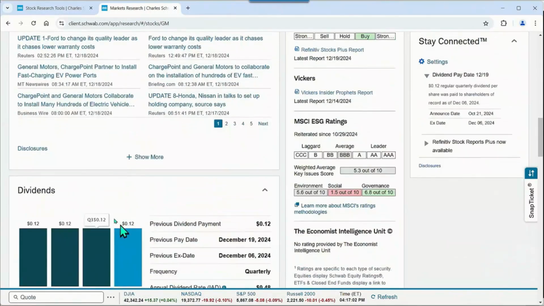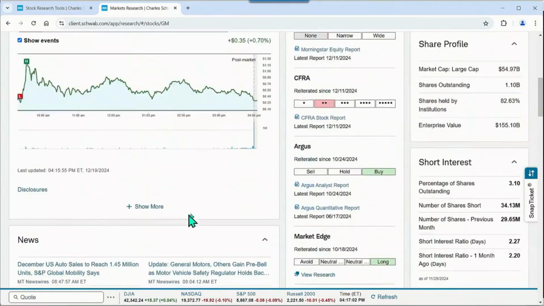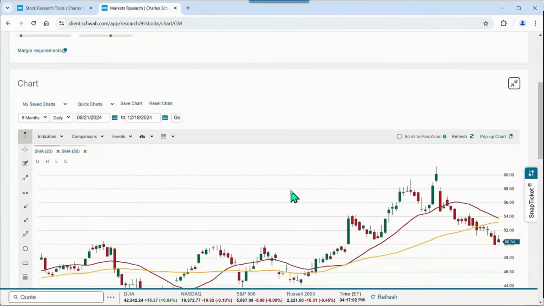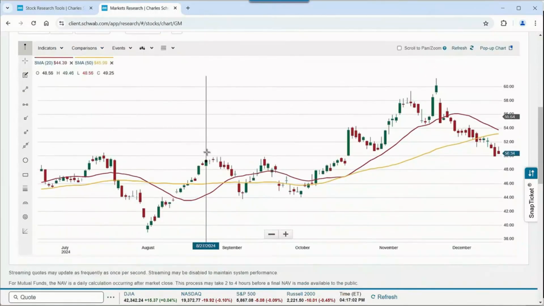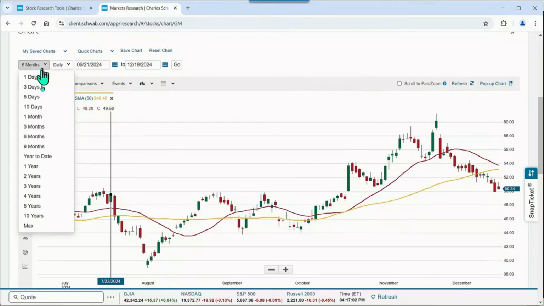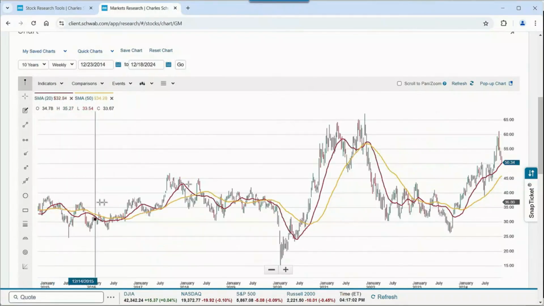So I'm going to go to dividends in just a minute, but let me just show you this. If I click on Show More here, let's look at the dividend history. And remember, dividends can be discontinued. And I'm going to go for a longer term chart here. So instead of 6 months, let's go to, say, 10 years. Okay, here's 10 years. And I want to show dividends on this.